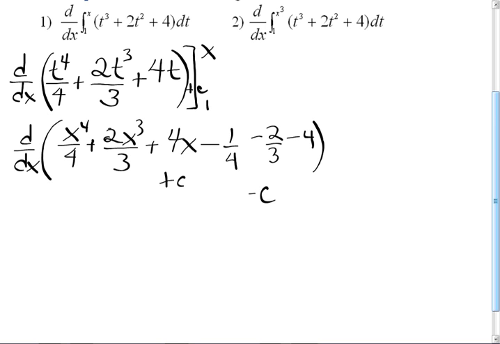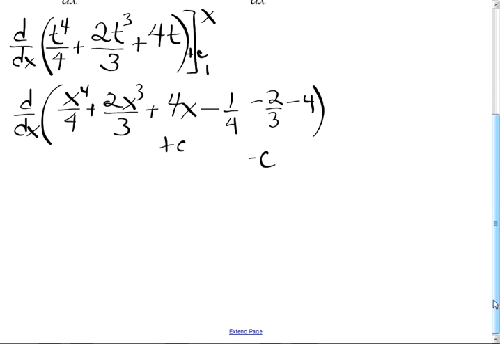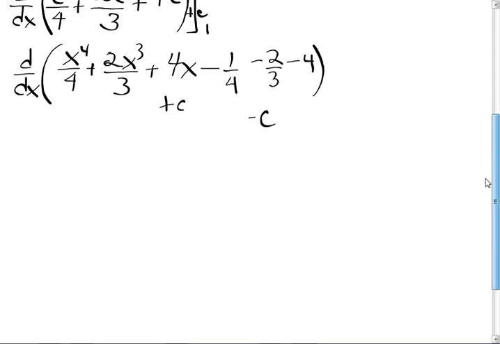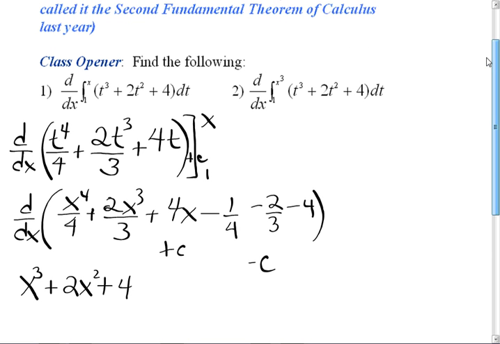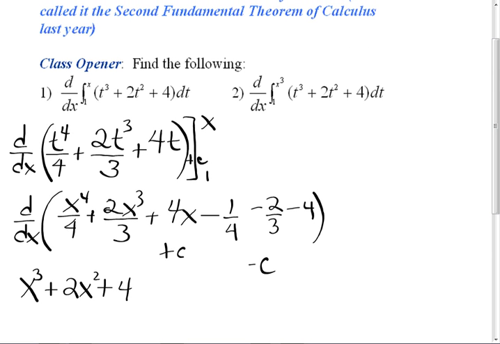No need to write that. So what's the derivative of this thing? Well, the 4's cancel out, so I'm left with x to the third. The 3's cancel out. I'm left with 2x squared plus 4. It's the same as taking this x and putting it in there for t.